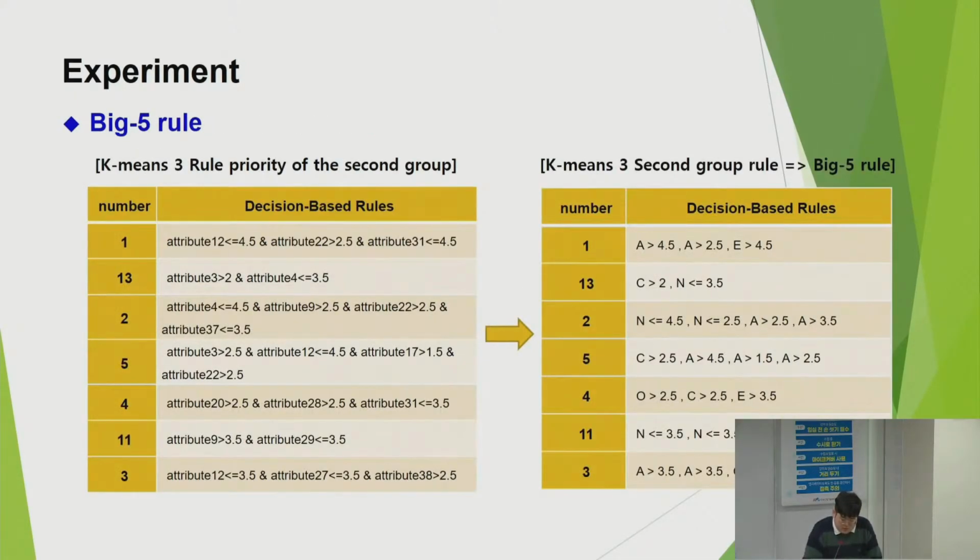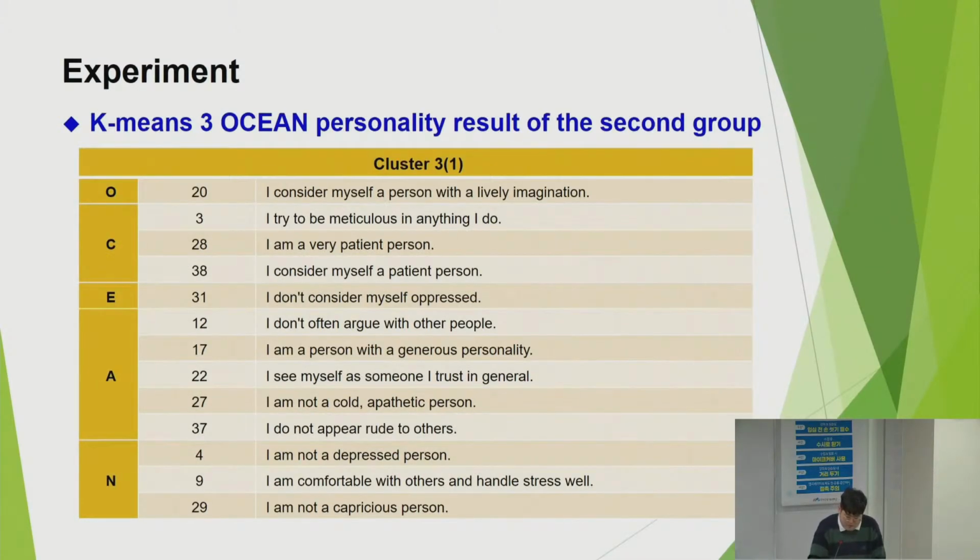The table on the left shows the rules of student personality found in the second group among the 3 groups in order of priority from 1 to 3. The table on the right transformed the rules into the Big 5 personality corresponding to each attribute. Based on the table in the previous chapter, the second group's personality is expressed using the Big 5 OCEAN technique and analyzed by BFI scoring. This table shows the result of the second group personality.